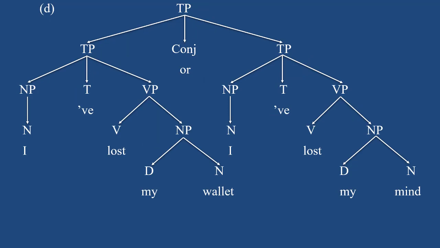We have here a TP, which consists of, so the larger TP conjoins two TPs. All right. I have lost my wallet, or I have lost my mind. So these TPs are conjoined together to form a larger TP. That's what we said about coordinate conjunctions. They conjoin constituents of the same category that are identical, right? Conjoin identical XPs.